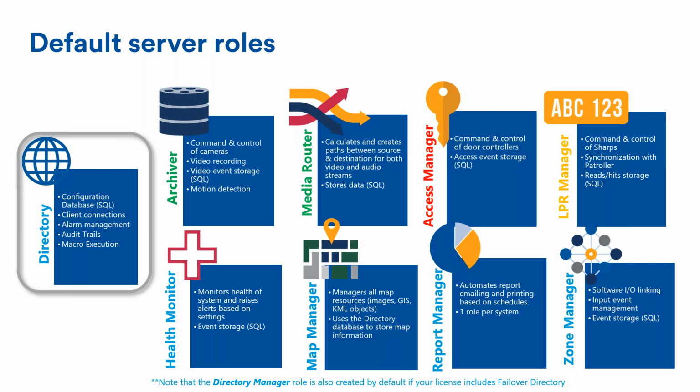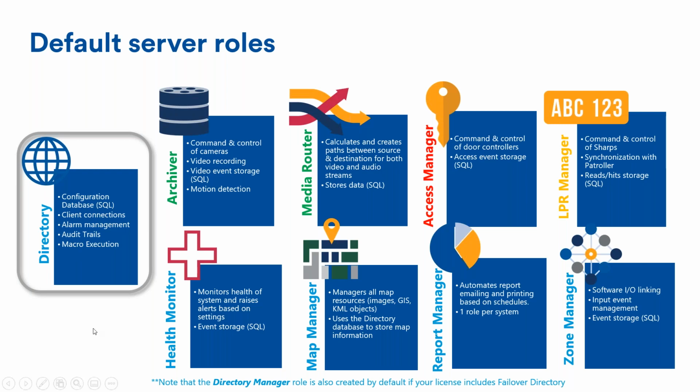If a customer has licensed Synergis access control, then the access manager role will spin up. And the access manager role is responsible for command and control of door controllers and holding access control related events, including access granted, access denied, door forced open, and so on and so forth. The LPR manager, similar to the archiver and access manager, is responsible for managing our license plate recognition cameras. Again, that only spins up if AutoView has been licensed.